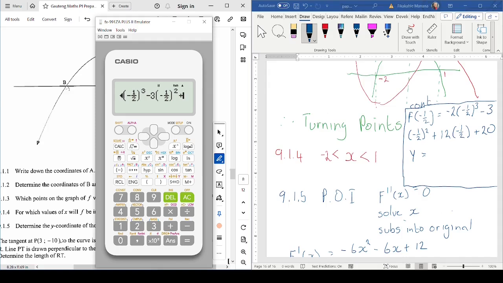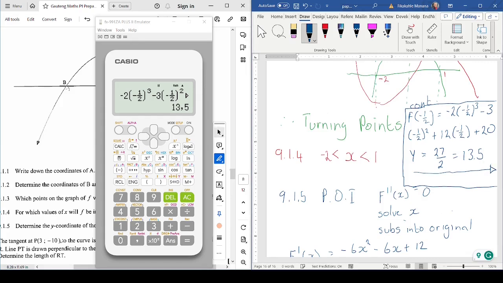And then the next one is plus 12. Open the bracket, minus a half, like that. Go to the side, close it, and then plus 20. What do we get? We get 27 over 2. Or if we want this in decimal, it also equals 13.5. Now this is the y value that we are looking for.